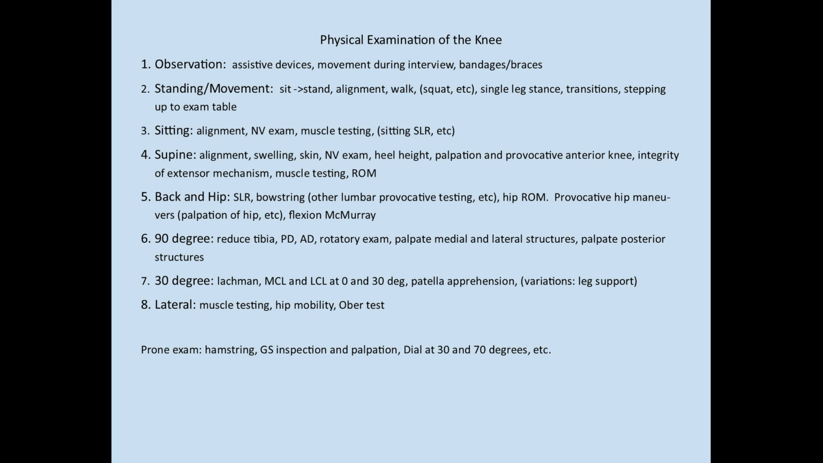In this position, it is easy to extend the exam up and posteriorly to complete the hip, SI joint, and lumbar exams. If further concern warrants, you can also have the patient move into the prone position to palpate the hamstring and gastrocnemius-soleus complex more thoroughly and check the dial test in 30 and 70 degrees of knee flexion for rotational stability.